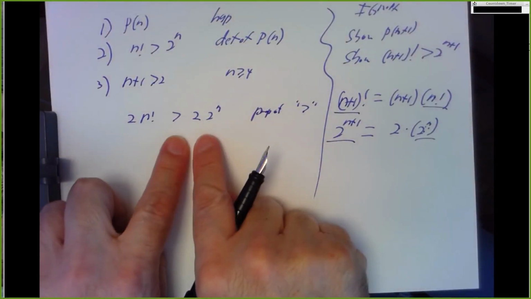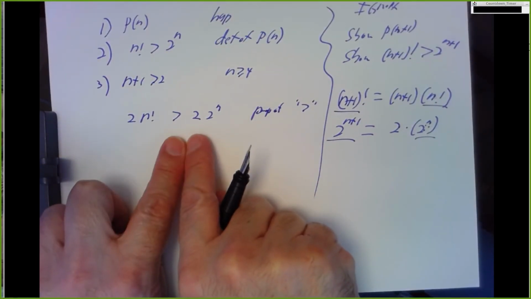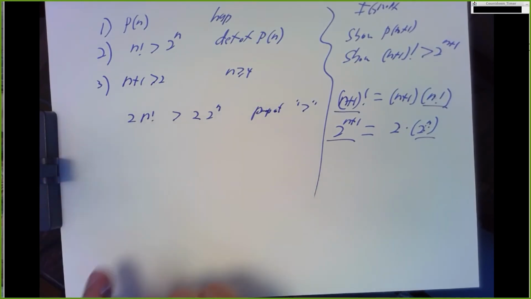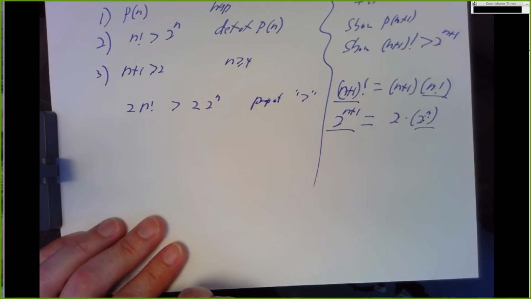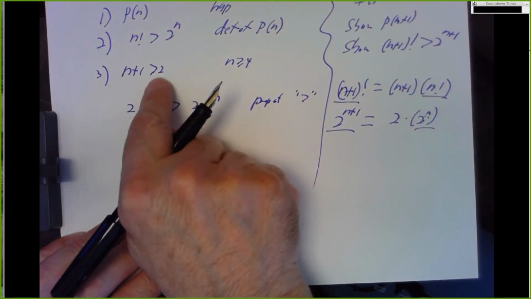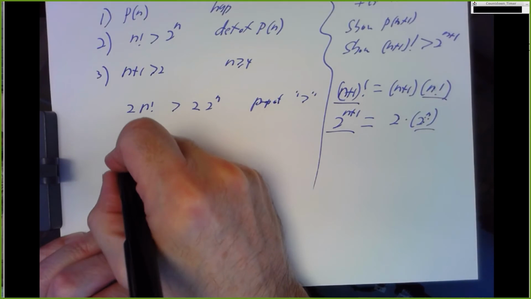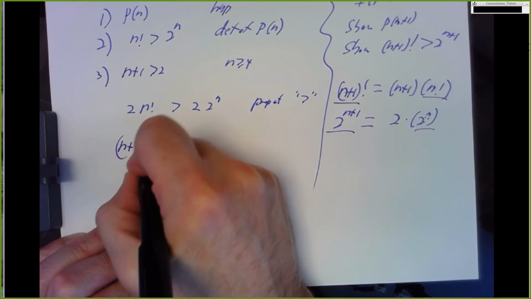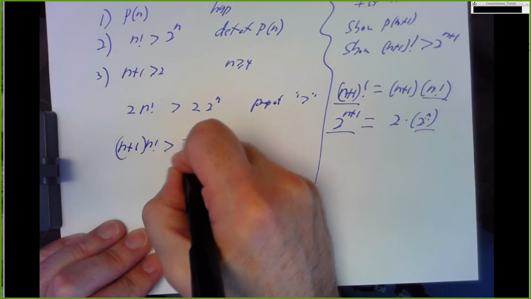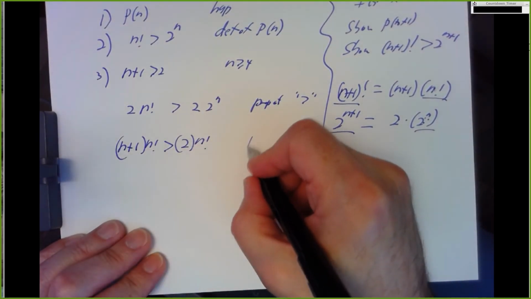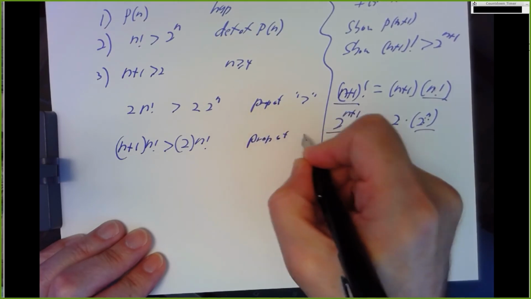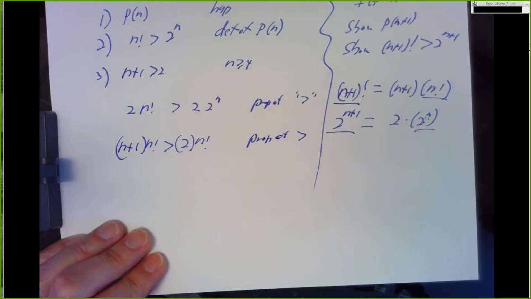If you have a is bigger than b and you multiply by something positive, then that thing is still bigger than that thing. But it's got to be multiplied by something positive. All right. And n plus 1 is bigger than 2, and so n plus 1 times n factorial is bigger than 2 times n factorial. And that's more properties of greater than.